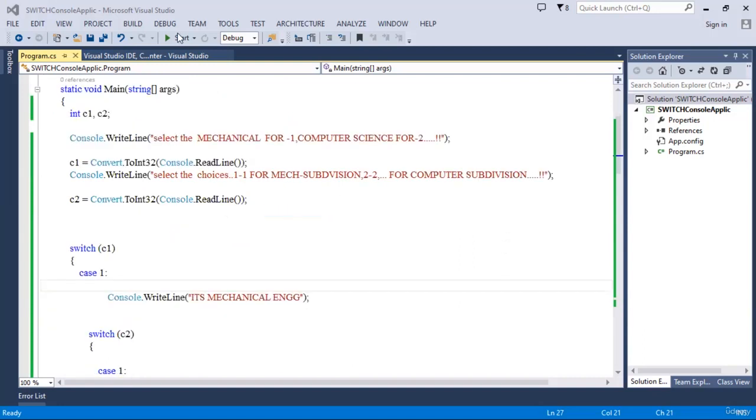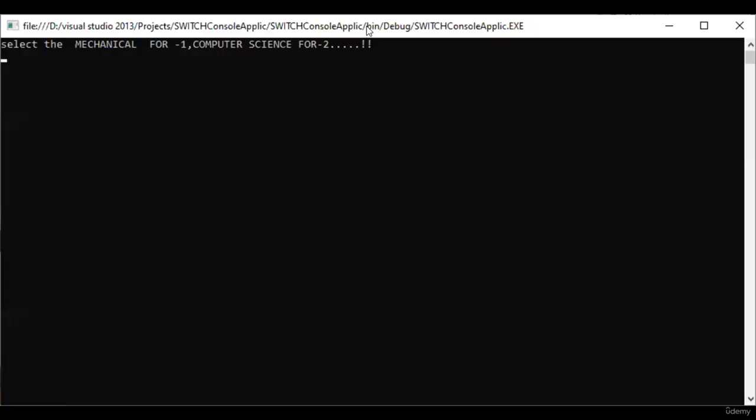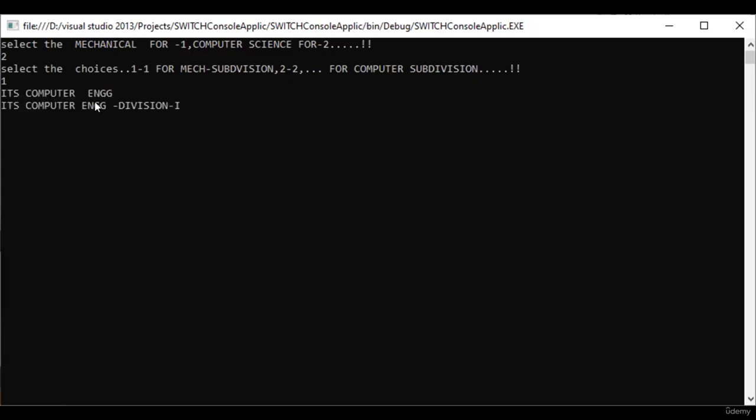So let us give a start debug option, and we'll go for the debugging session of the day where exactly we intend to get the output. So we can give it as 2:1. So we know that it will be for computer division with option 1, computer division with option computer 1. So it's computer engineering with computer division 1. So hence we get the values.